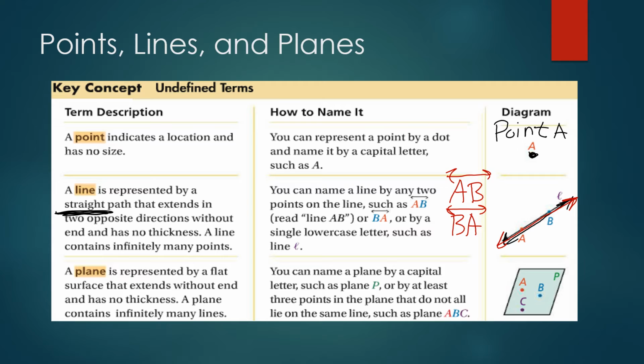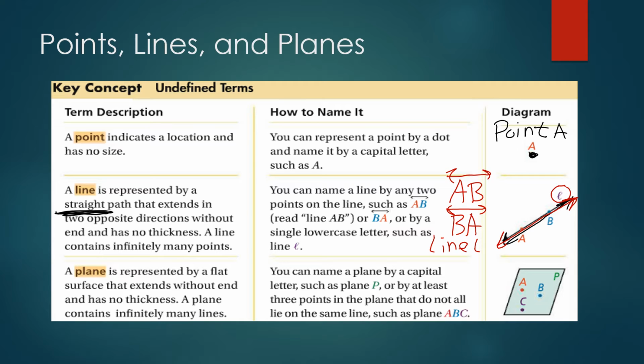And then the last way to name it, and this is if you look at a picture, you could name it after a lowercase letter. So here I have the lowercase l. So this could also be known as line l. So the standard notation is usually 2 points with the line above it. But if you have a preset image, sometimes they will just use a lowercase letter. That's also acceptable.